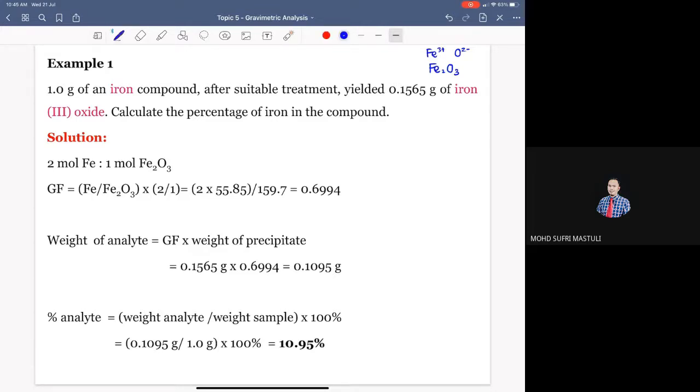So the percentage should be grams of analyte over grams of precipitate, 1.0 gram, this one, and then times 100.